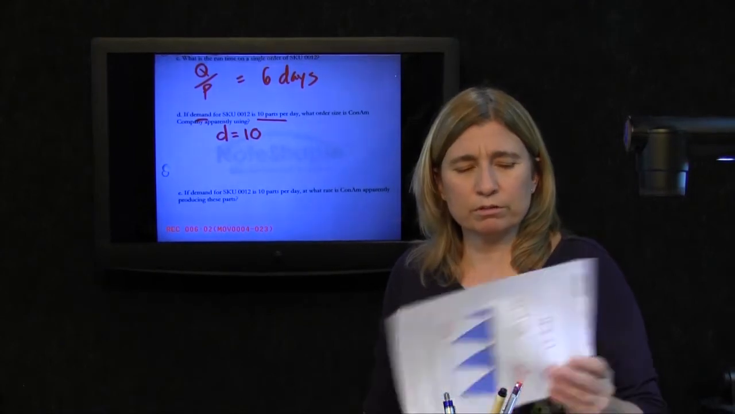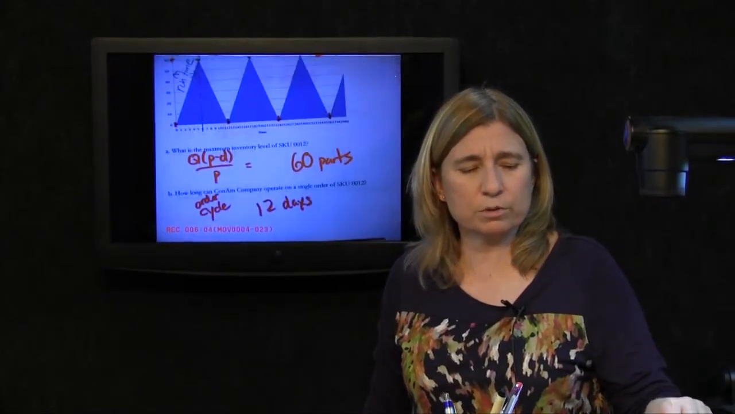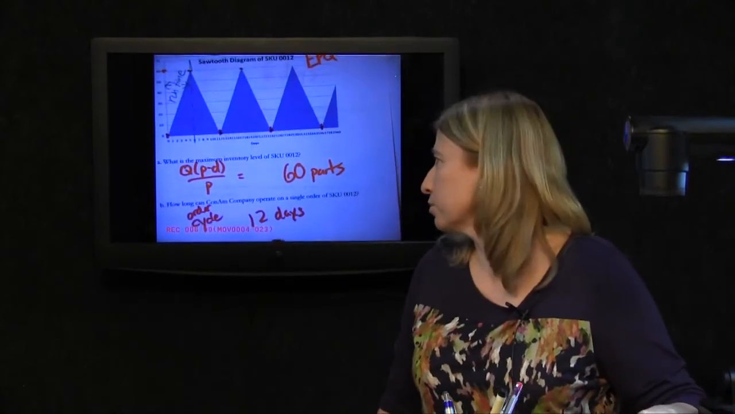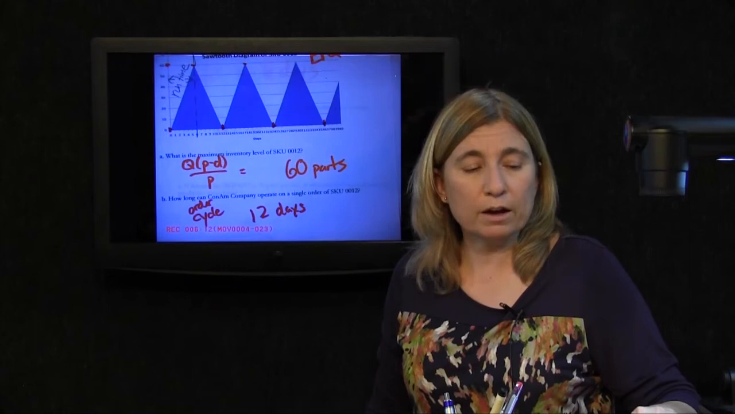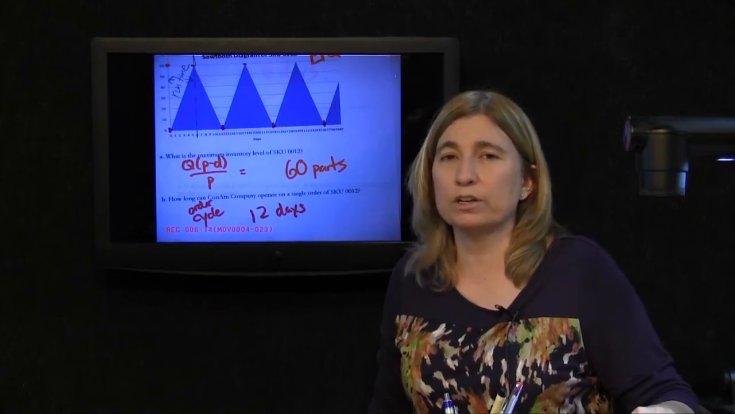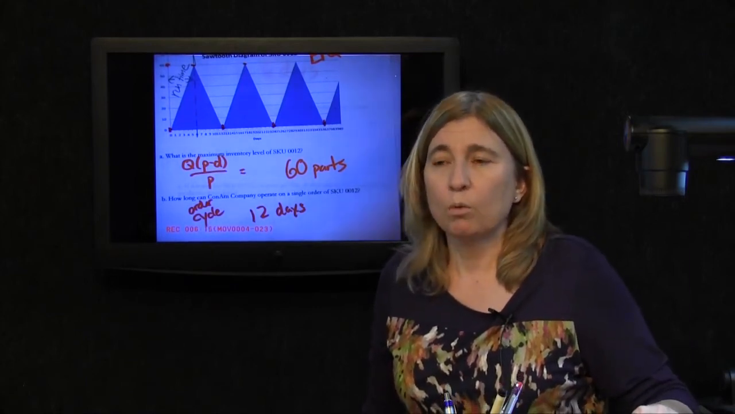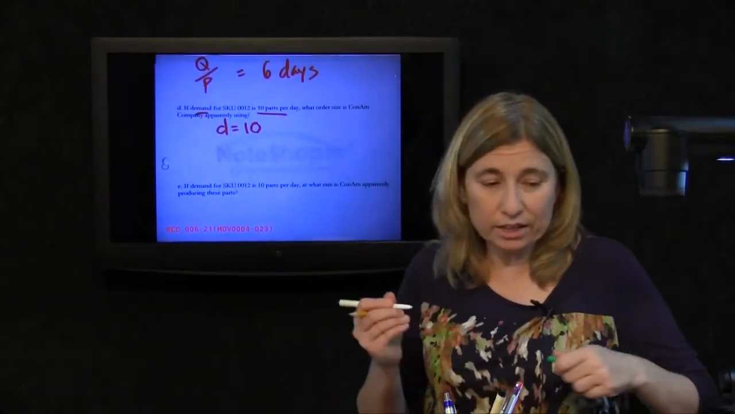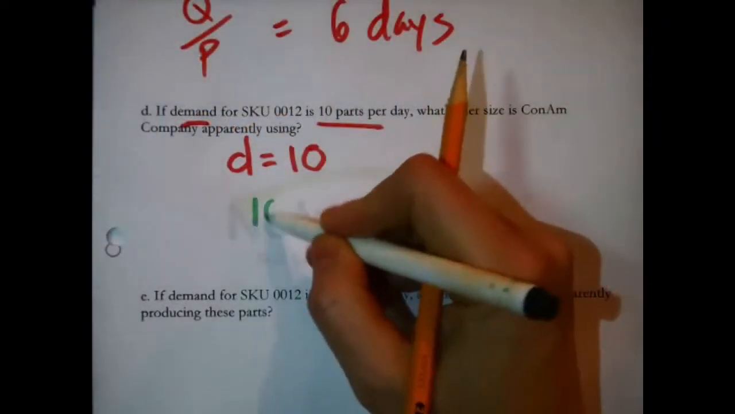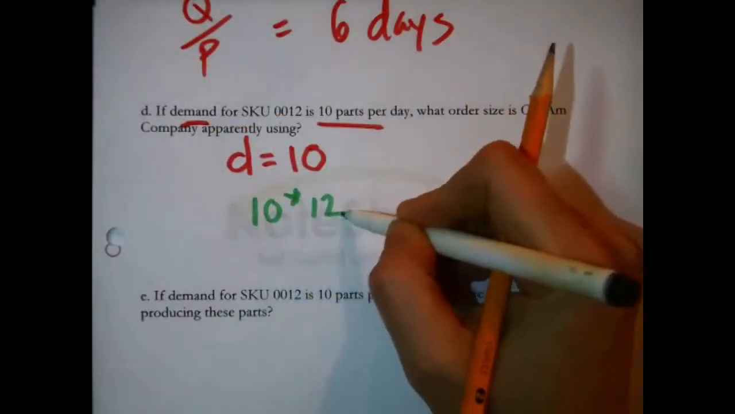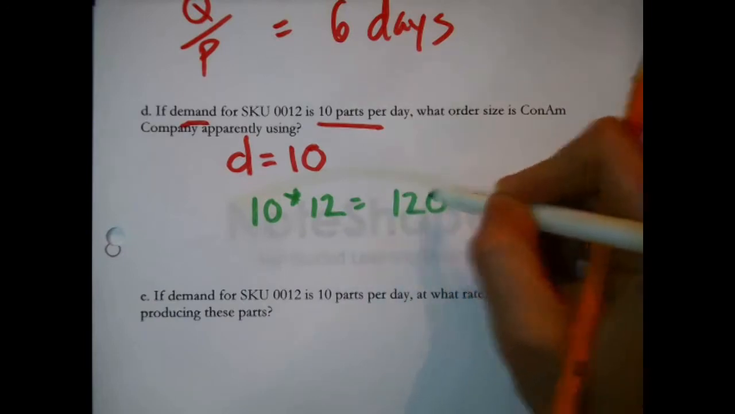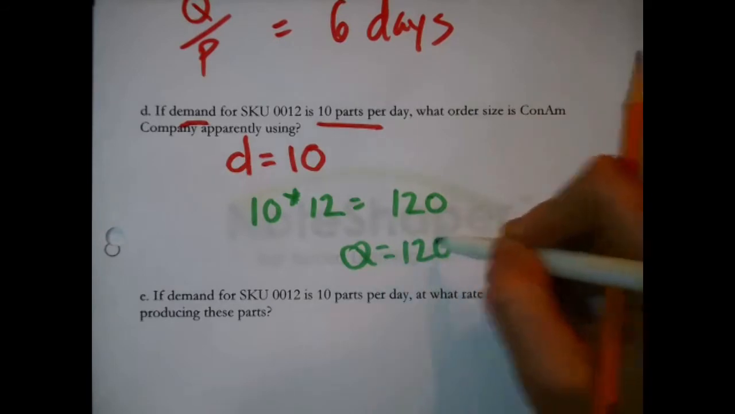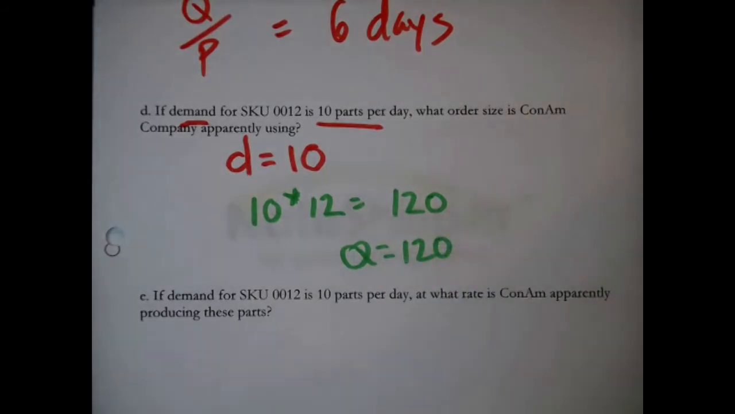One thing we do know, though, we answered this question over here, B. We said the order cycle is 12 days. You can see that on the graph. That means an order lasts the company 12 days. Well, if the company needs this part at a rate of 10 a day, that's what they just said, 10 times 12 equals 120. That has to be Q. That is apparently the order size.